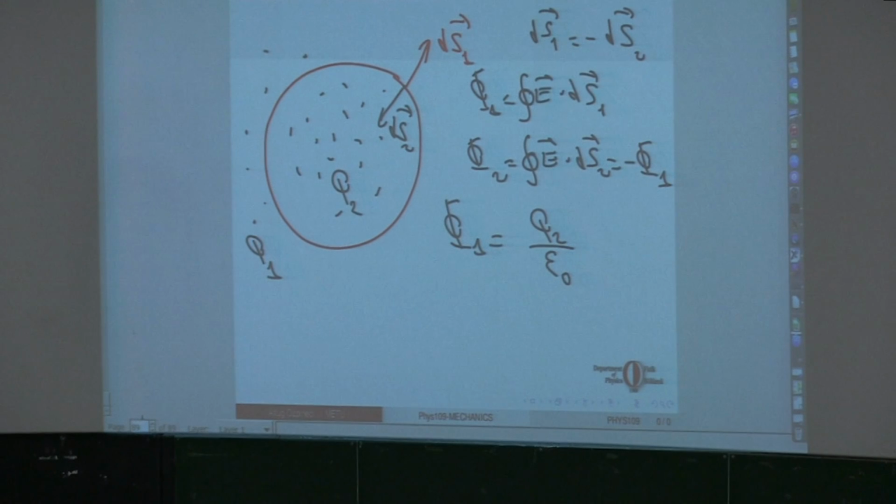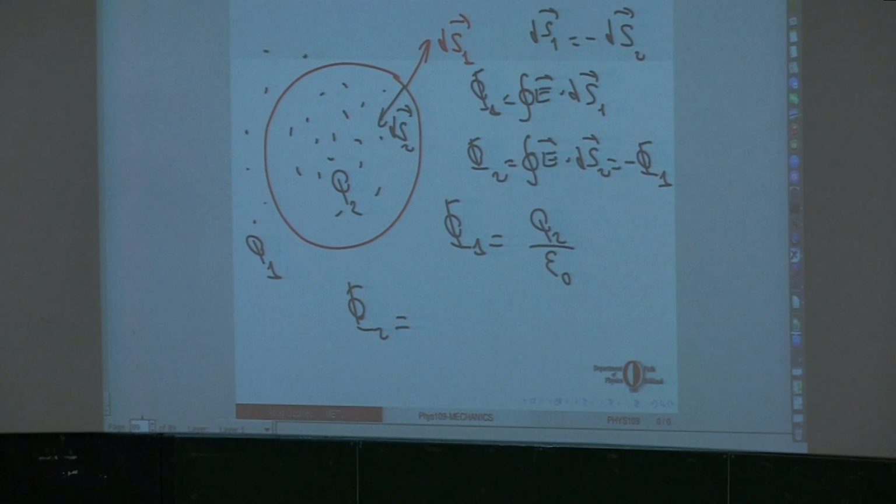So what happens to Q enclosed then? We have to count all the charges outside this surface, all of them. Now, phi2, what is the total charges outside that surface? It is minus Q2.